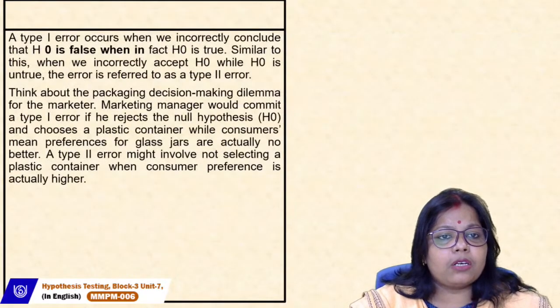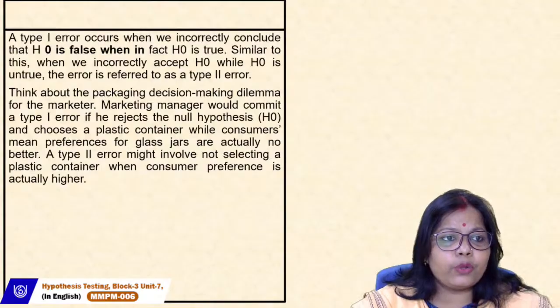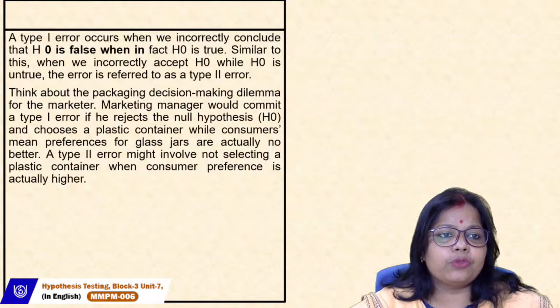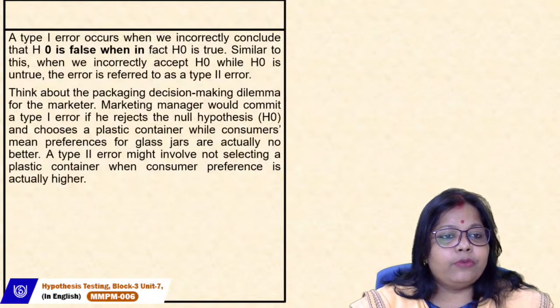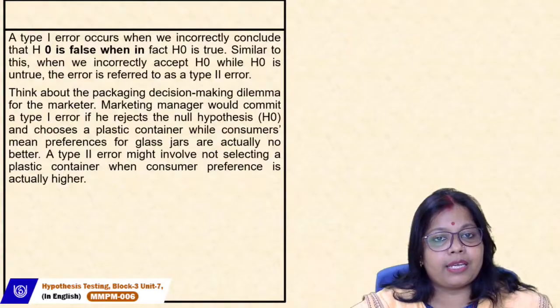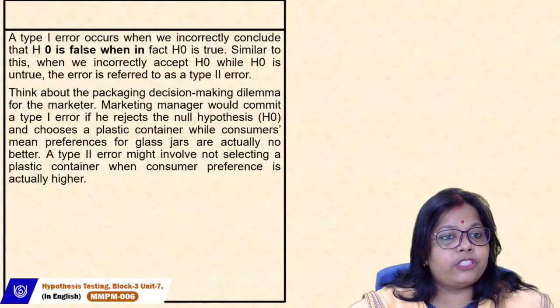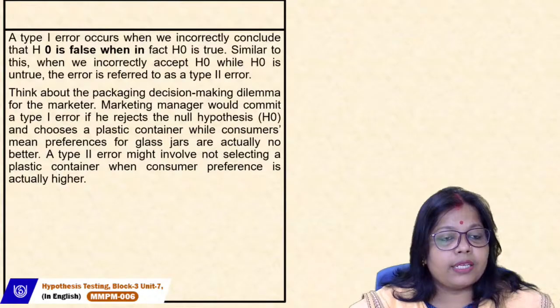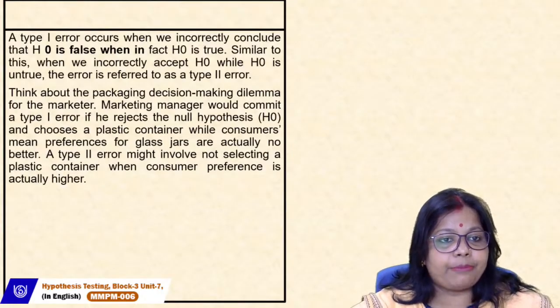A type 1 error occurs when we incorrectly conclude that H0 is false when in fact H0 is true. Similarly, we can incorrectly accept H0 while H0 is untrue. This error is referred to as type 2 error. So type 1 error says H0 is false when in fact H0 is true. But accepting H0 when it is wrong is known as type 2 error.